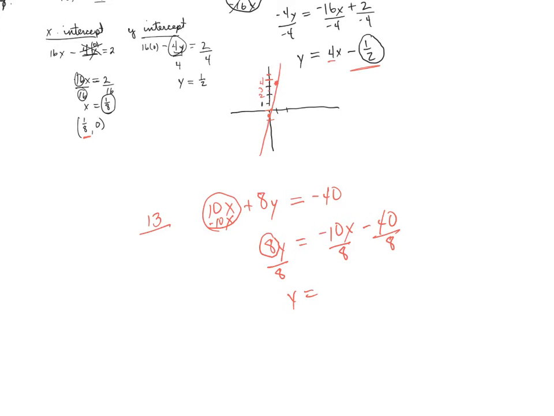Negative 10 divided by 8 is, in my head, do it as fast as I can. I think it's going to be 5 over 4, because 2 goes into 10 and 2 goes into 8. I can divide them both by 2. So negative 5 over 4x minus 80 over 40, that's 5, I think. 5 times 8 is 40, if I'm not mistaken. So that's negative 5.